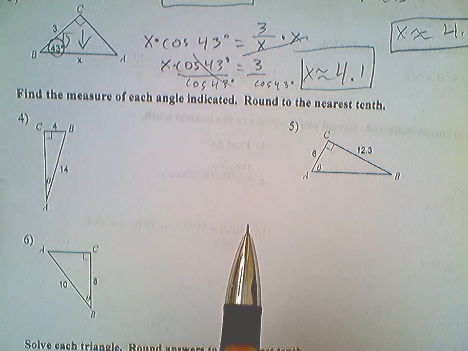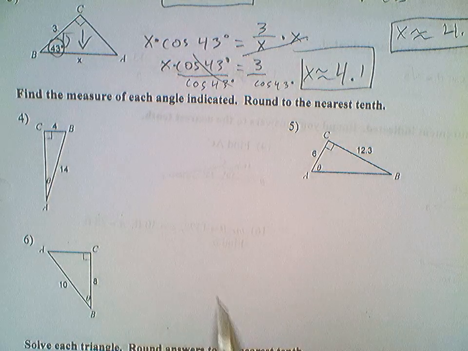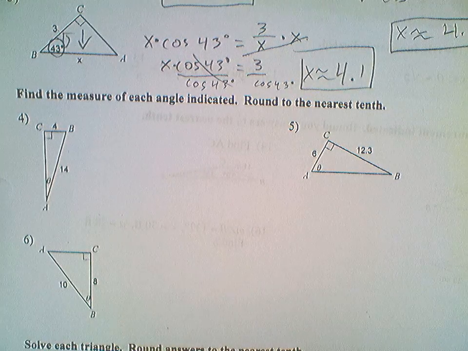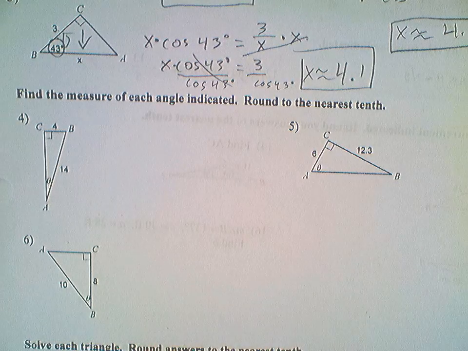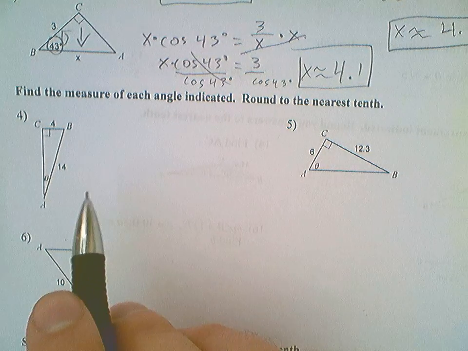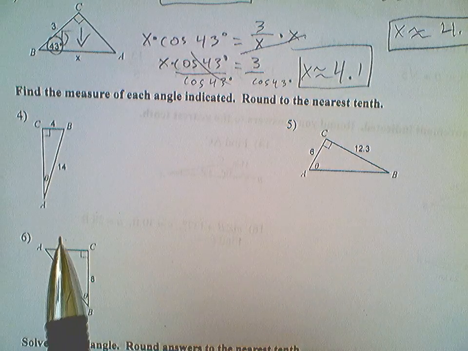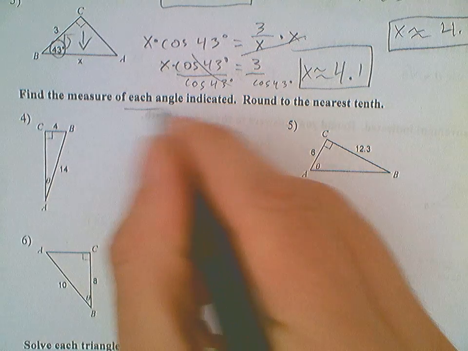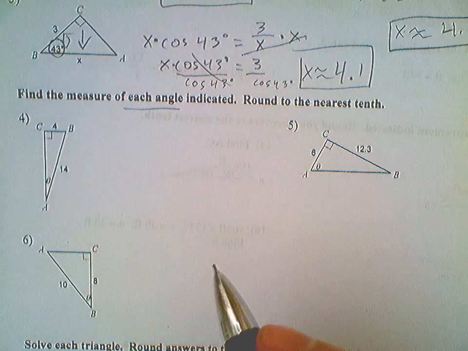In the next section, the first thing I want to point out is that these are still right triangles. So SOHCAHTOA still applies here. The only difference, though, is we're not solving for a side in any of these problems. We're asked to find an angle.